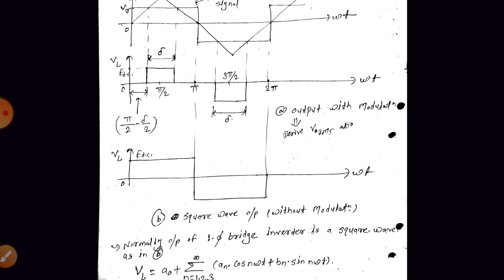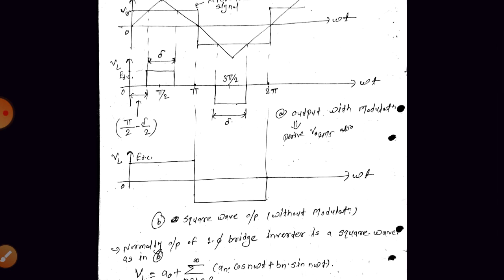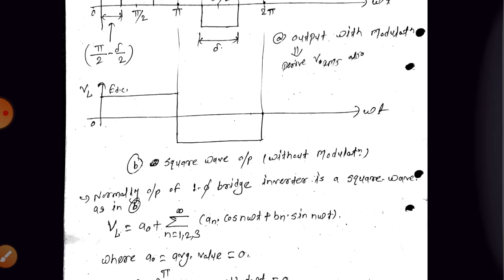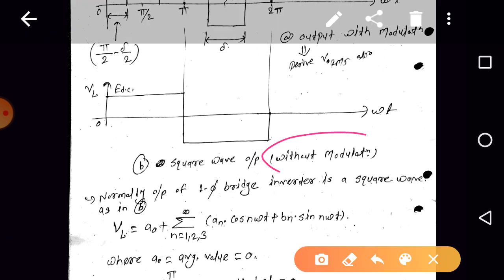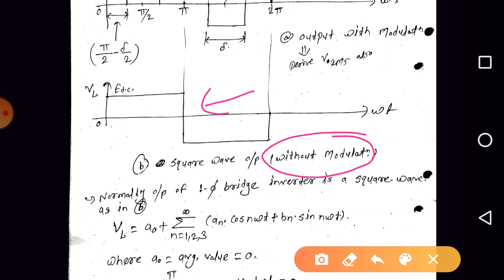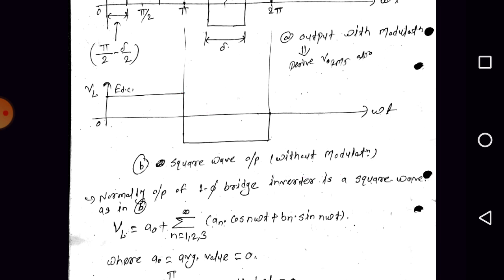Now next, what is the V0 RMS in this case? For the without modulated waveform, what is the V0 RMS? Yes, V0 RMS is EDC. We have already derived it, and also we have already derived the Fourier series analysis of this waveform.